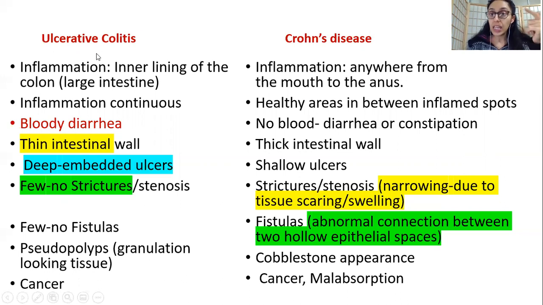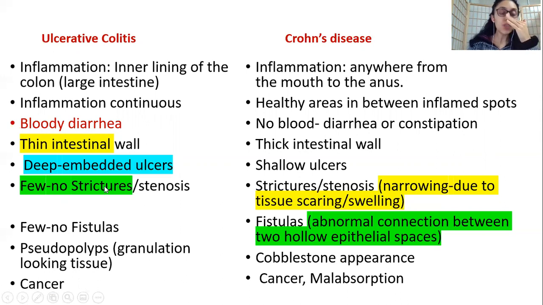In ulcerative colitis, it is highly likely that you may see melena, which is blood, and diarrhea. In ulcerative colitis, the wall of the colon becomes very, very thin. And when the wall is thin, guys, this increases the risk of deeply embedded ulcers. And whenever you have deep and embedded ulcers, this increases the risk of cancer.